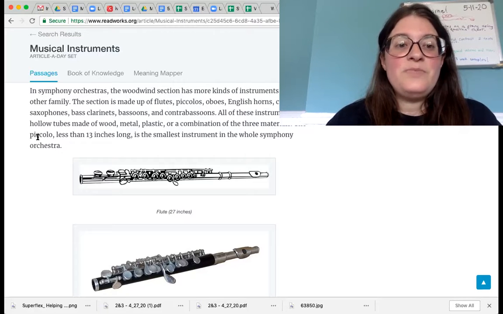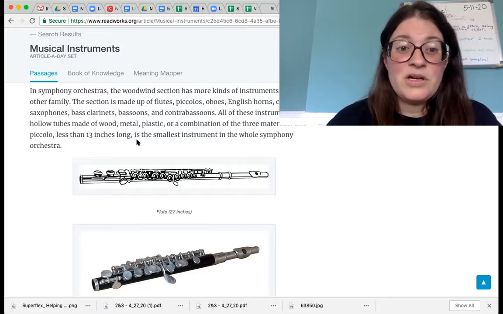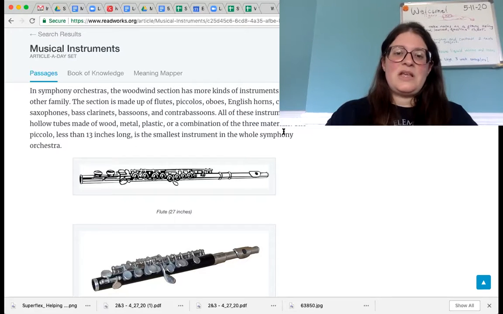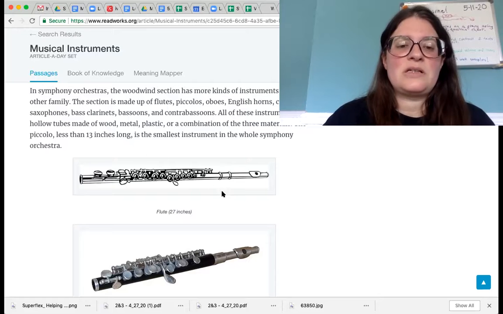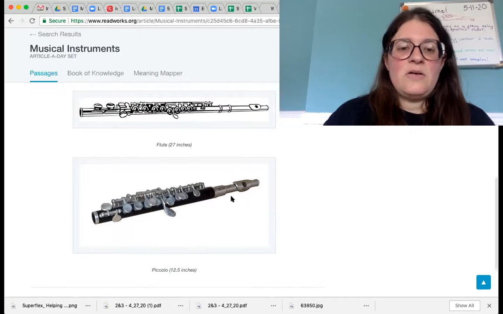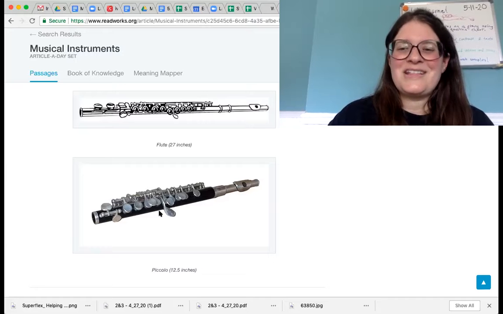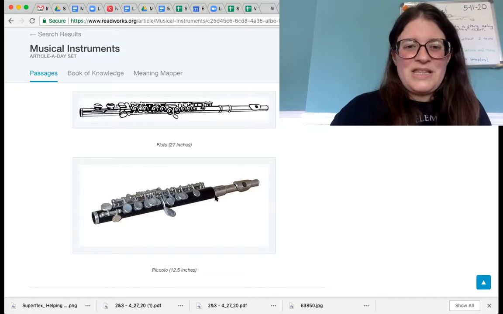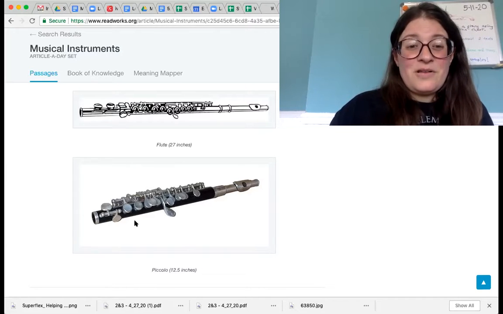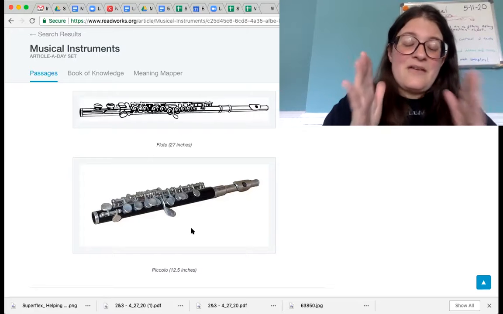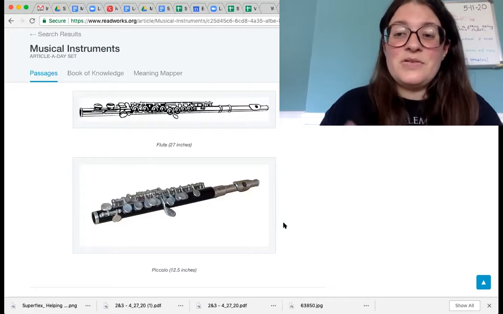All of these instruments are hollow tubes made of wood, metal, plastic, or a combination of these three materials. The piccolo, less than 13 inches long, which is about the size of a ruler, is the smallest instrument in the whole symphony orchestra. So there is the flute, which is 27 inches long, and a piccolo, which is 12.5 inches. These pictures aren't quite to scale though, because it makes them look like they're the same size, but really this is even more than half as small as a flute.